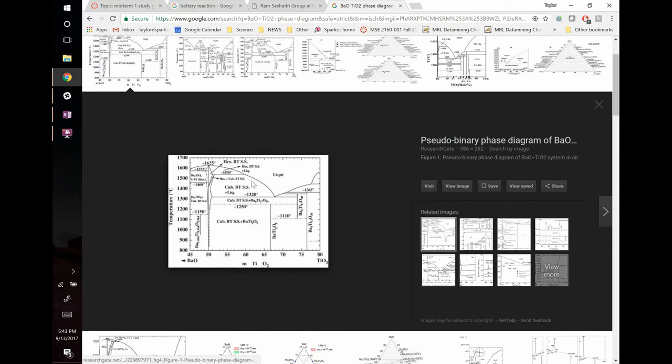BaO and TiO2. This one doesn't go all the way. This only goes from 45 to 80. But, oh, there's another little phase there. That's right, that flat line, it had to be something. We didn't include this in our drawing. There's another little tiny section.